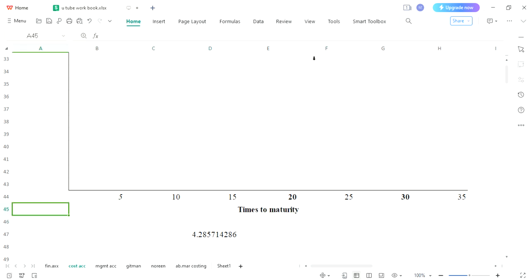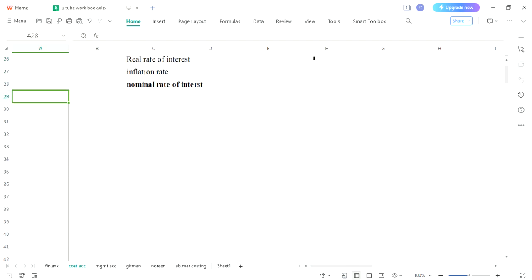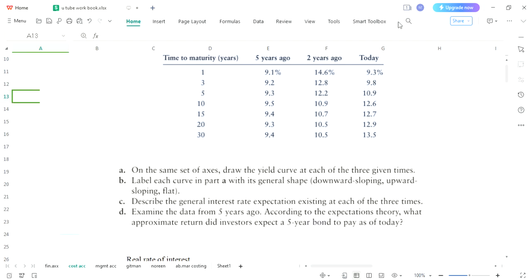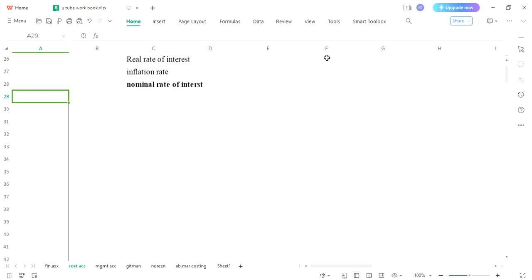On the x-axis you are going to present all timings: 5 years ago, 2 years ago, and today. So here 5 years, and 2 years, and even today. All three items would be presented over here.